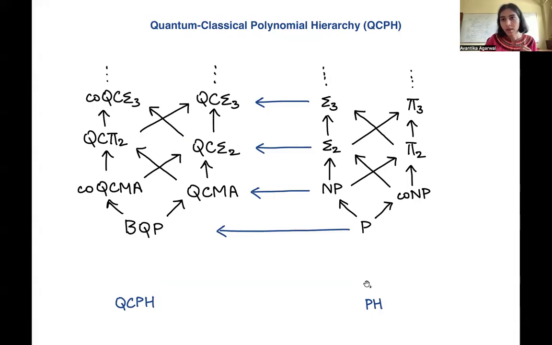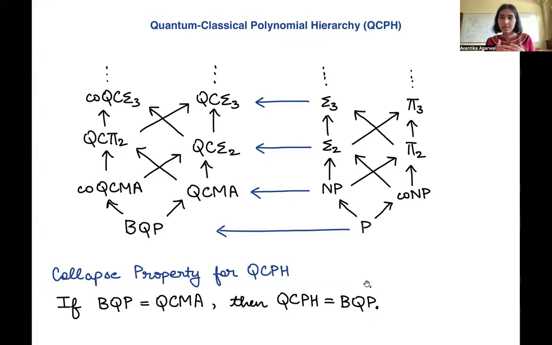Again, just like we believe that the classical PH is infinite, we also believe that the quantum classical PH is infinite. And we have further evidence for this belief because of the collapse property for QCPH. So this tells you that, okay, now you have a quantum judge and some i rounds of debate. It tells you that if 5 rounds of debate and 6 rounds of debate have the same power, then once again, 5 rounds of debate and 500 rounds of debate have exactly the same power. And that we should find a bit hard to believe once again.